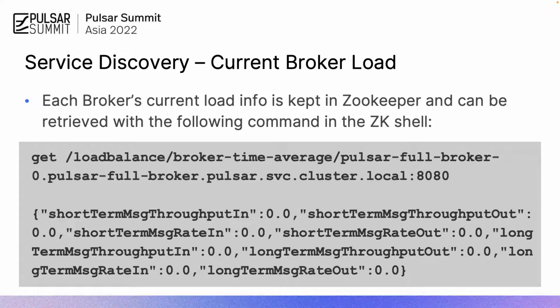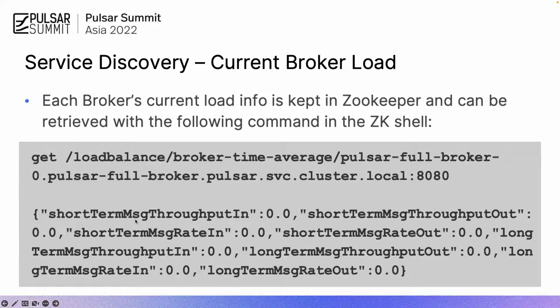A third and interesting piece of information kept within the service discovery category is that of the current broker load. In order to support automated load balancing, Pulsar also needs to maintain broker load information in a central location that is accessible by each broker. As part of the broker rebalancing process, each Pulsar broker stores its information about its current utilization as shown here. Again, you can see this is stored in ZooKeeper and stored by each individual cluster name.